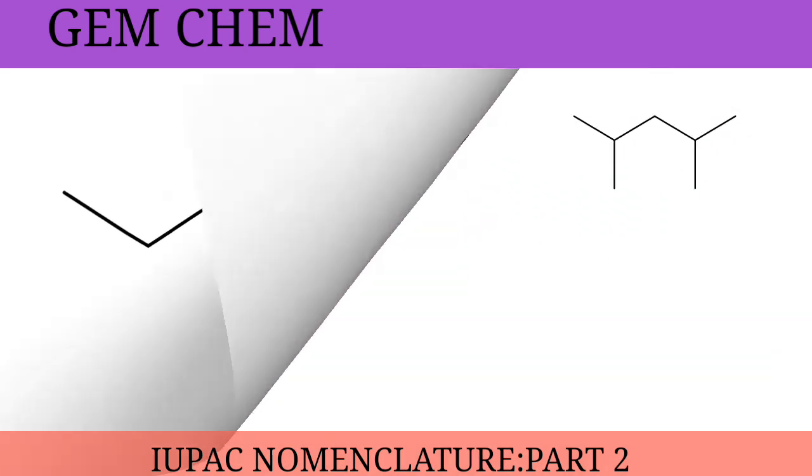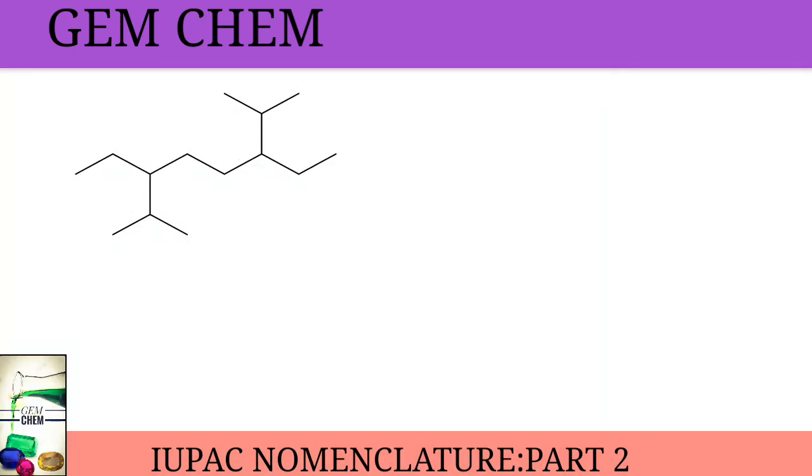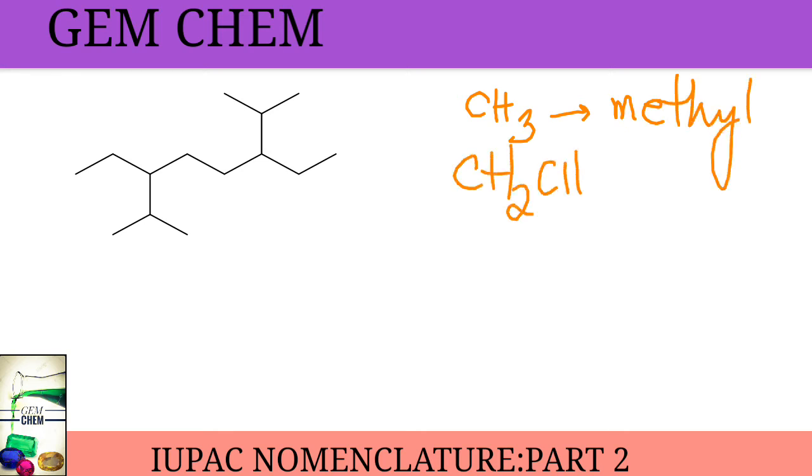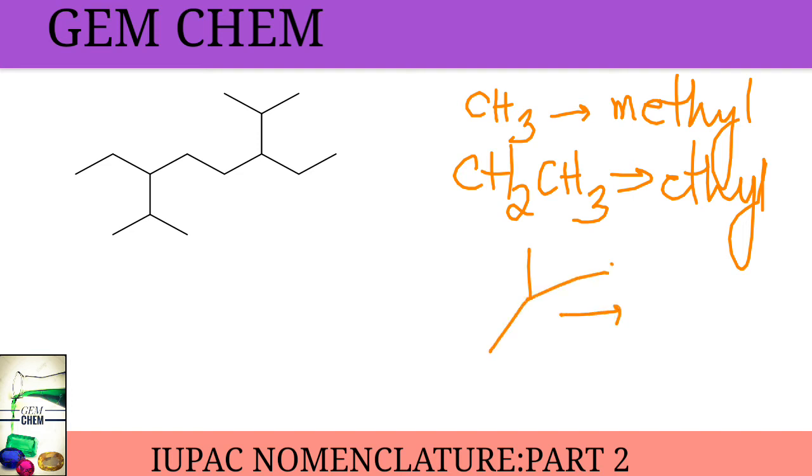Next example, let us see. This is a bit complex example. Before starting, we know that CH3 is methyl group. If we have CH2CH3, it is ethyl group, right. And if we have a group like this, where here is CH3, here is also CH3, and here is a carbon attached, this is known as isopropyl group. Clear?